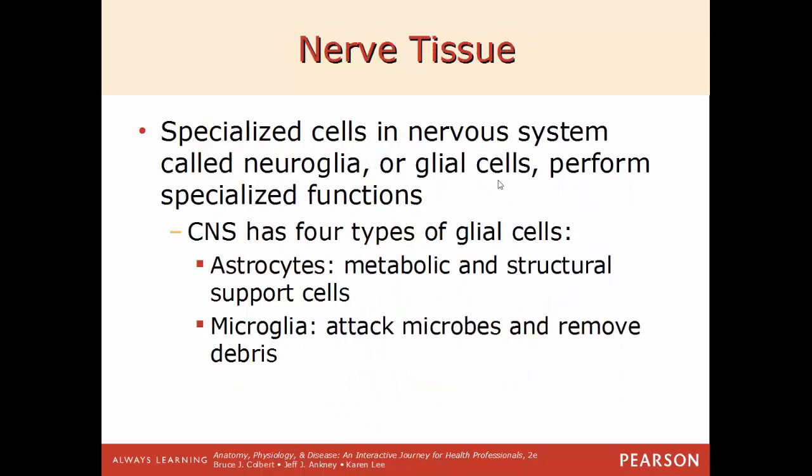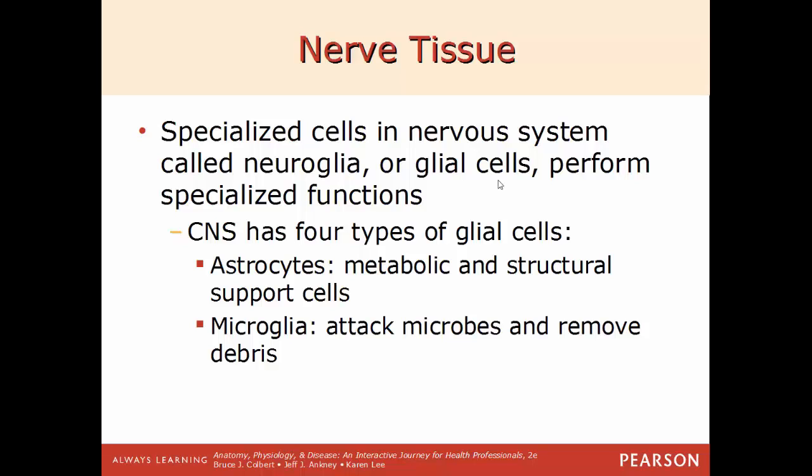Now, there are specialized cells in the nervous system. They're called neuroglia or glial cells. And these glial cells are the supporting cells of the nervous system. The central nervous system has four types, and the peripheral nervous system will have two. And each one has their own very specialized function.